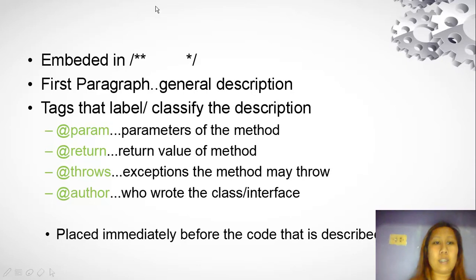Embedded in this format, the first paragraph is the general description. Then come tags that label or classify the description, which are @param, the parameters of the method, @return, the return value of the method, @throws, the exceptions the method may throw, and @author, who wrote the class or interface. Place it immediately before the code that is described.